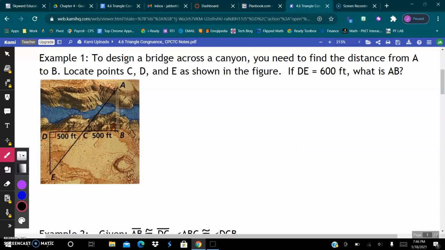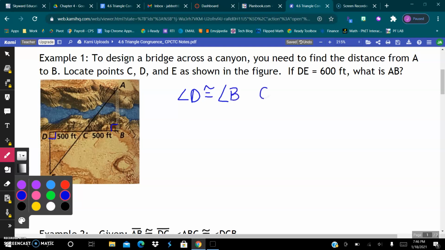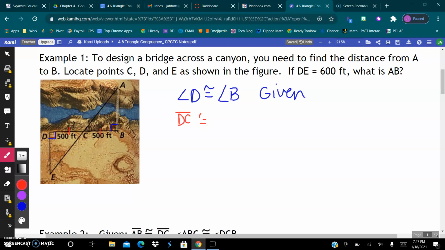So the first thing that kind of caught my eye is the two 90-degree angles here. So angle D is congruent to angle B because they are both, that's given, they're both 90-degree angles there. And also given here is this is 500 and so is this. So those would be congruent because they're the same. So I'm going to label those with a tick mark. So DC is congruent to CB. That's also given.